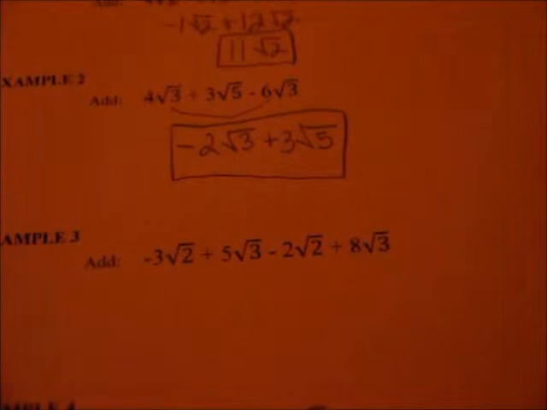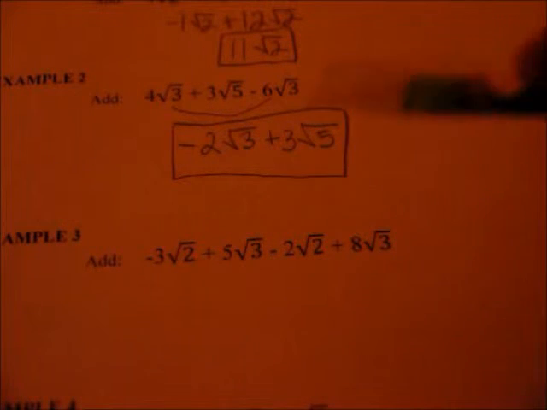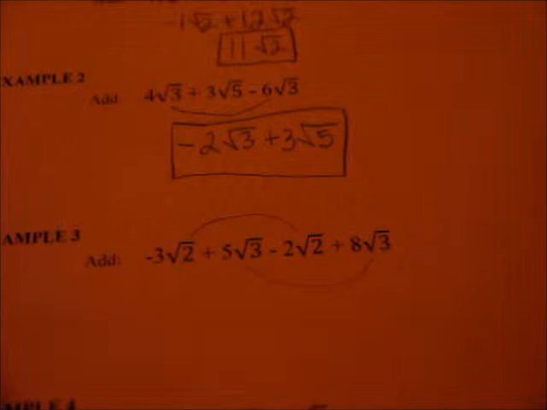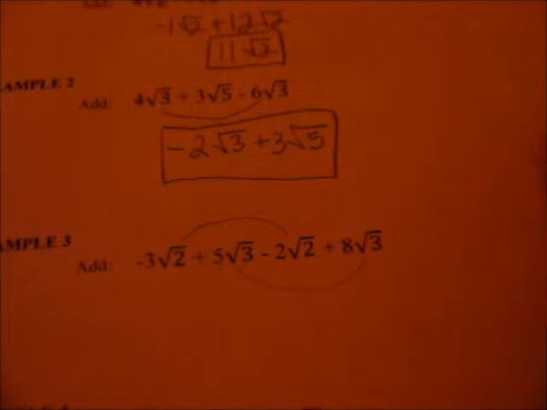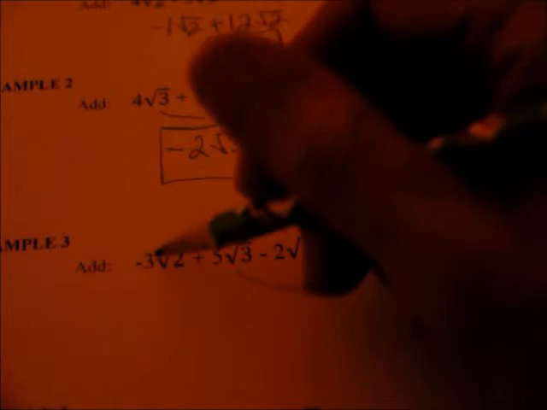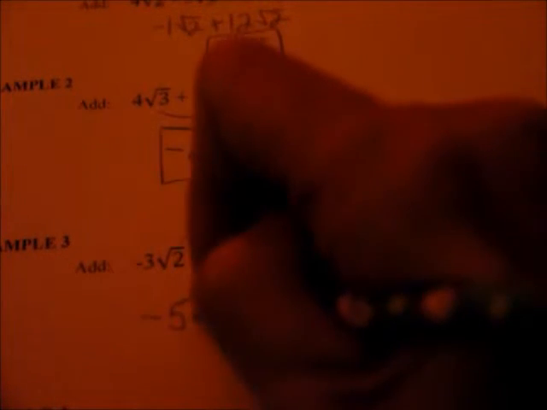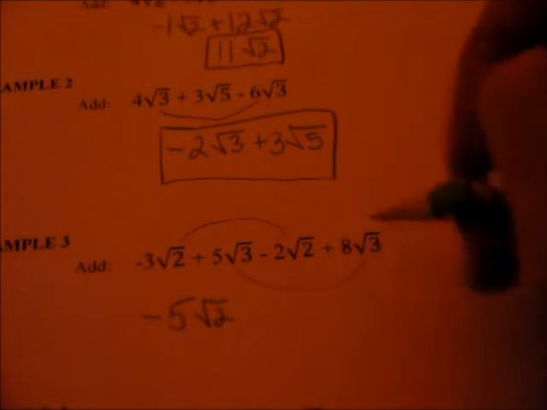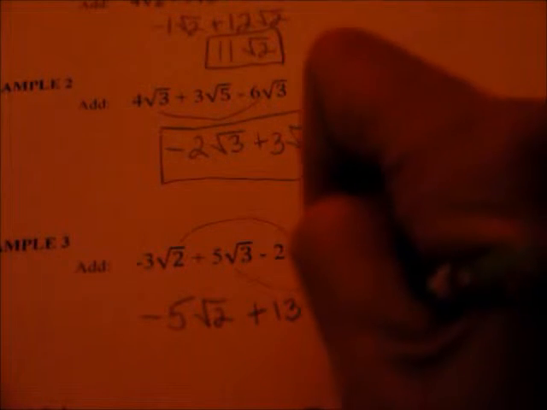Okay, example 3, moving right along. We've got 4 items there. Let's see right away, do I see any like terms? All right, looks like these 2 get to pair up and these 2 get to pair up. And then once we're done with that, there's nothing else we can do. So I got a -3 root 2 and a -2 root 2, so together that makes -5 root 2. And then 5 root 3 plus 8 root 3 is plus 13 root 3. And there we go. That is the final answer.